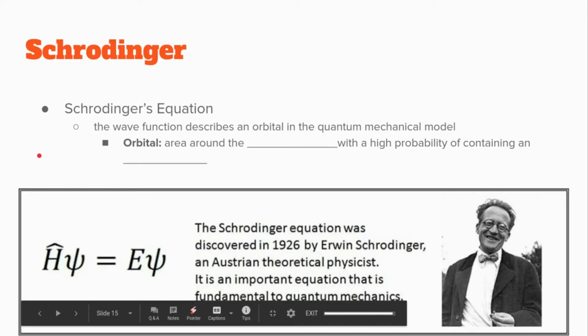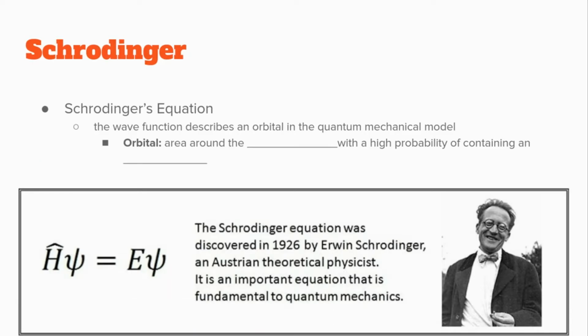So Schrodinger created an equation to describe where the electron would be. This is called a wave function, and it describes what we call an orbital in this new model. An orbital is an area around the nucleus that has a high probability of containing an electron. So it's just the most likely place around the nucleus where the electrons will be found.